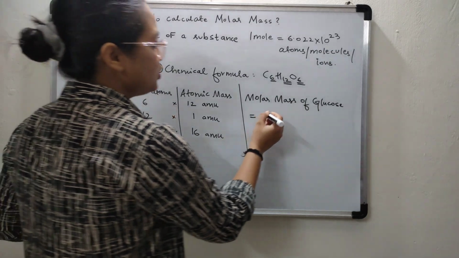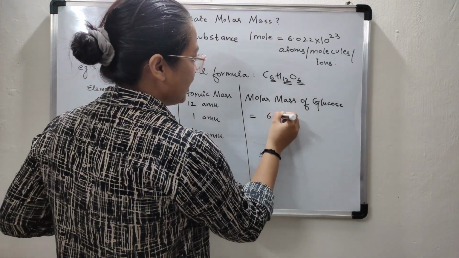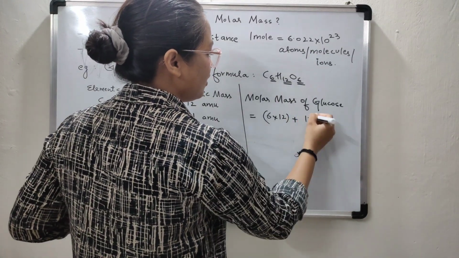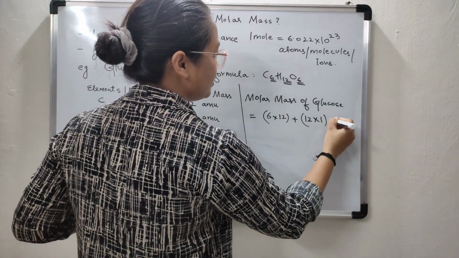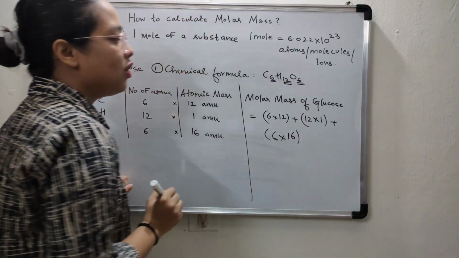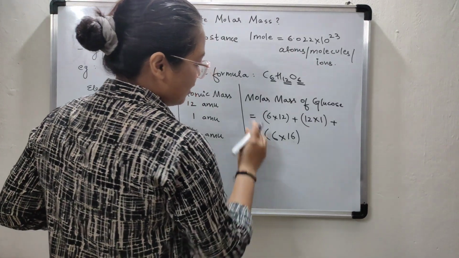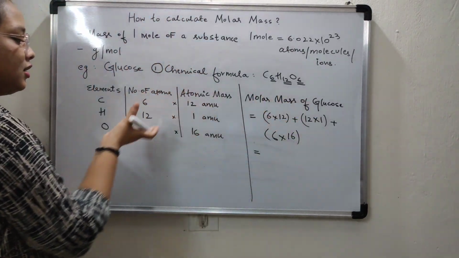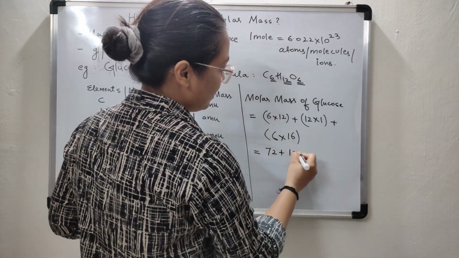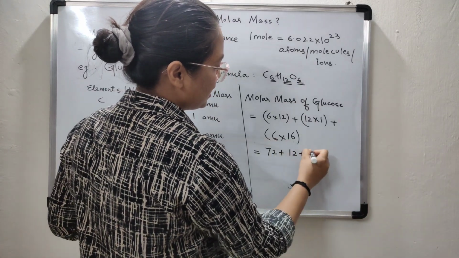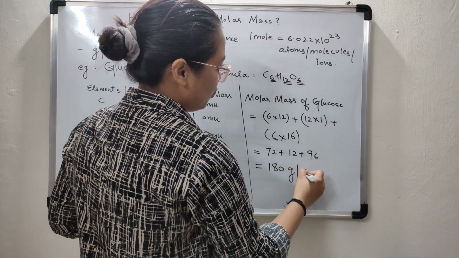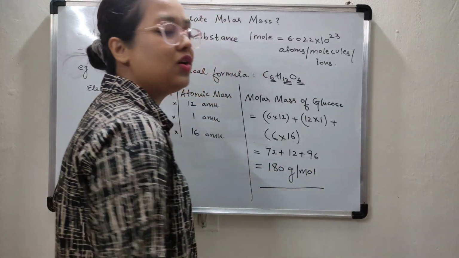So molar mass of glucose will be 6 atoms of carbon into 12, that is the atomic mass of carbon, plus 12 atoms of hydrogen into 1, plus 6 atoms of oxygen into 16, that is the atomic mass of oxygen. You just have to do this, and this data you can easily get from your table. So 12 into 6 is 72, plus 12, plus 16 into 6 is 96. Add this up, your final answer will be 180 grams per mole, which is the molar mass of glucose.